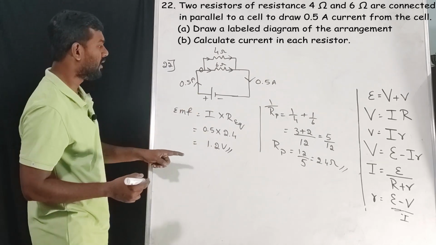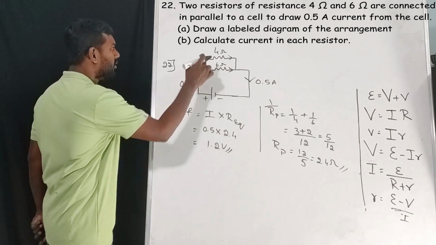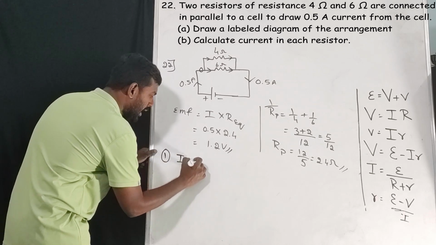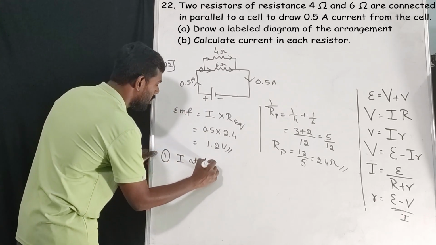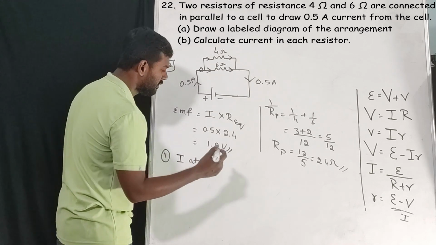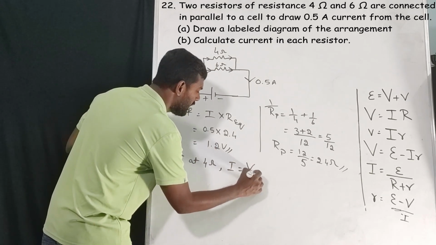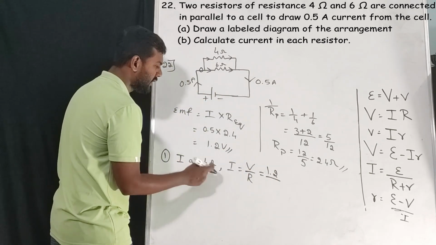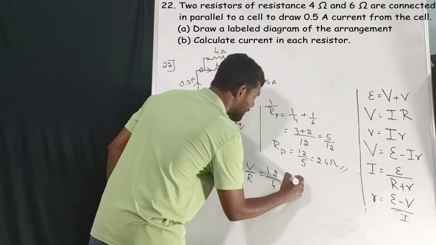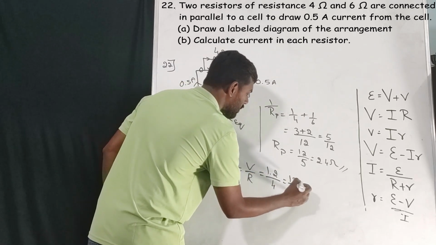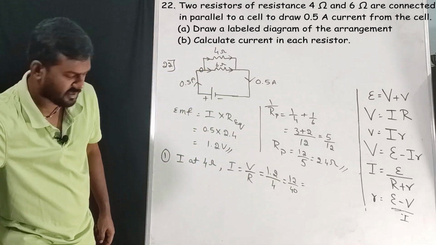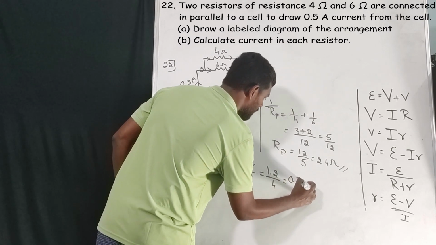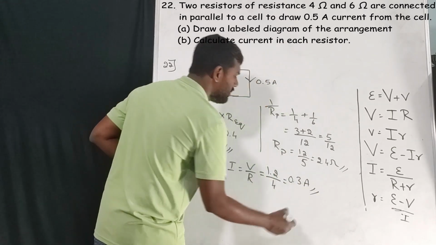Now we are going to find the value of current in each resistance. First we'll go for this resistance, the 4 ohm resistance. I at 4 ohm resistance will be equal to V by R. We just found that V is 1.2, so 1.2 by R. What is the value of R? That is 4. So this will be 12 by 40. 12 by 4, we can write the answer directly. So the answer will be 0.3. What are we finding? Current, so amperes.